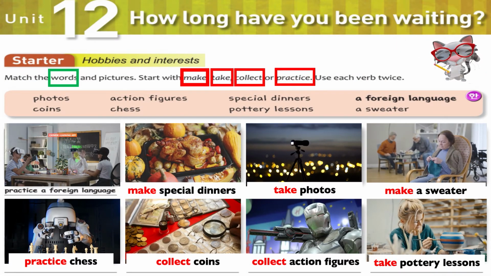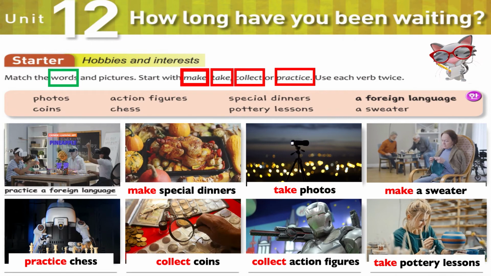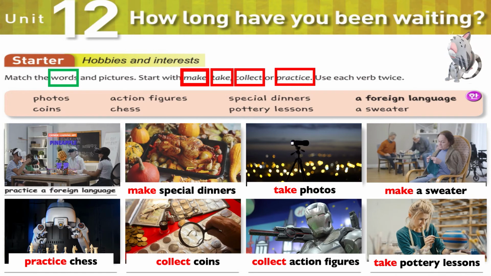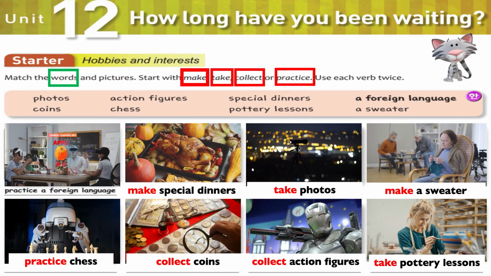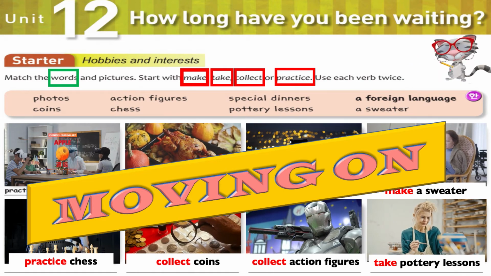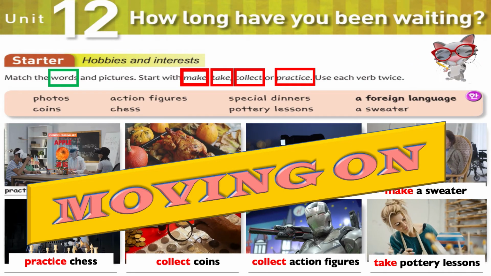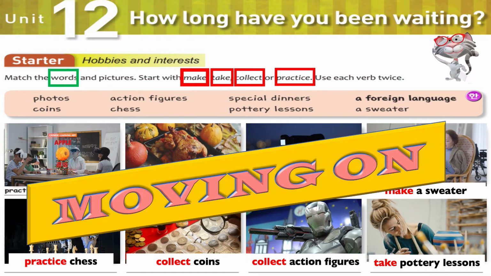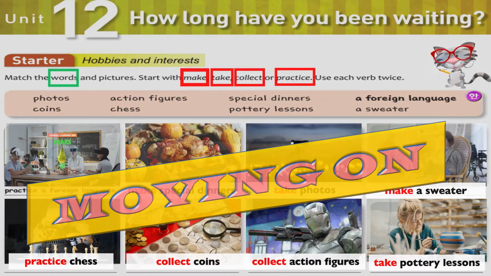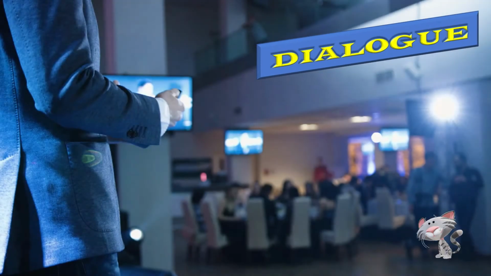Now, you have the words, you have the vocabulary, you have the answers. Now, what are we going to do, Yonghi? I know. Dung, dung, dung. Moving on. Moving on. That's your moving on song. Very nice. I created a new one today. Oh, wow. Dung, dung, dung. Moving on. Moving on. To the dialogue.